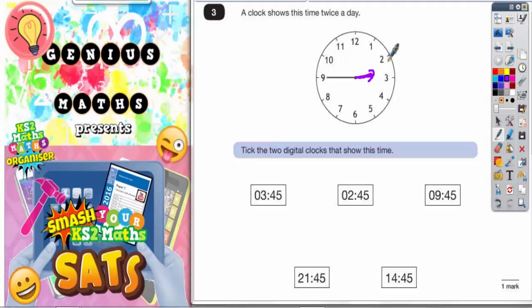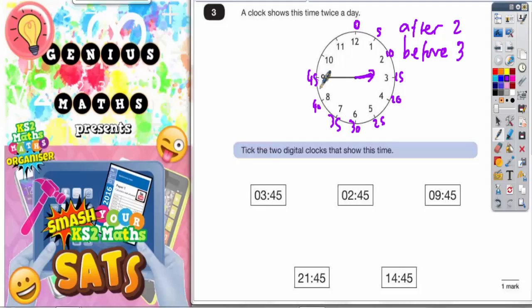So it must be after 2 o'clock, but before 3 o'clock. Okay. Now the next thing to know is the minutes. So remember, it goes around in 5, so this is at 12 is 0, 5, 10, 15, 20, 25, 30, 35, 40, 45. So it's after 2 o'clock and it's 45 minutes. The minute hand is pointing to the 9, which is actually 45 minutes, so it must be 2:45. So this clock is showing the time at 2:45.